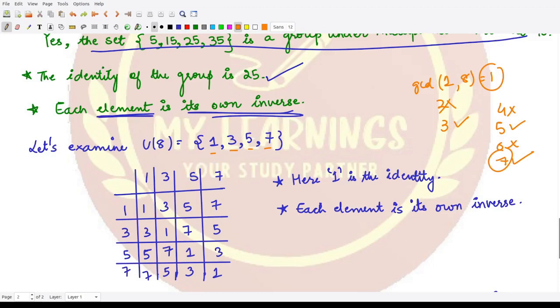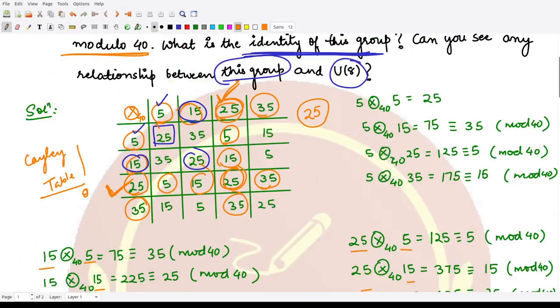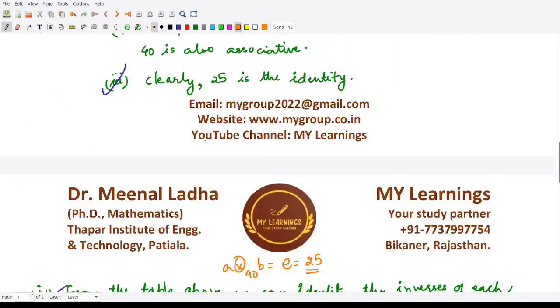Here you can clearly see 1 is the identity because we obtain the same members when we multiply with 1, and similarly we obtain the same members when we multiply it from the right. What is the operation here? It is multiplication modulo 8 if you do not remember. Can you notice one thing? We have the identity element present at the diagonal, right? In the previous one also the identity element, which was 25, was present at the diagonal. So that means each element is its own inverse.